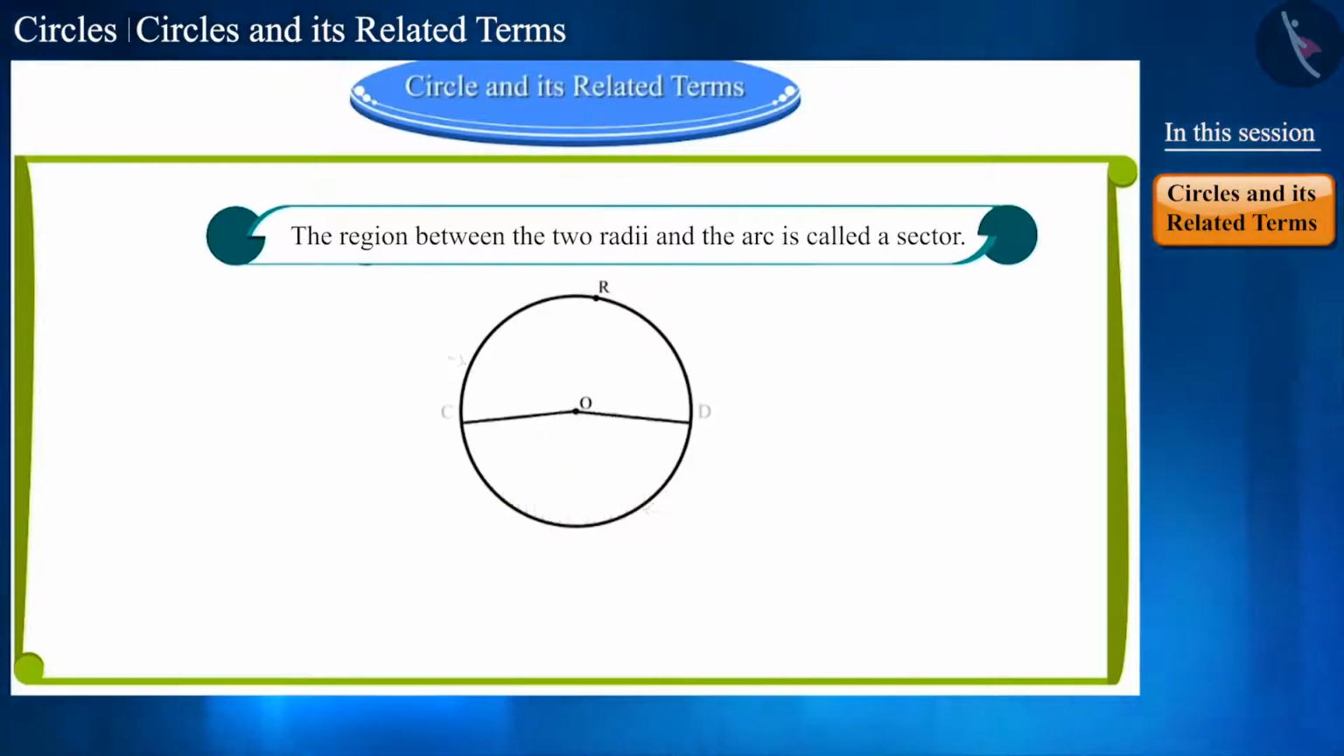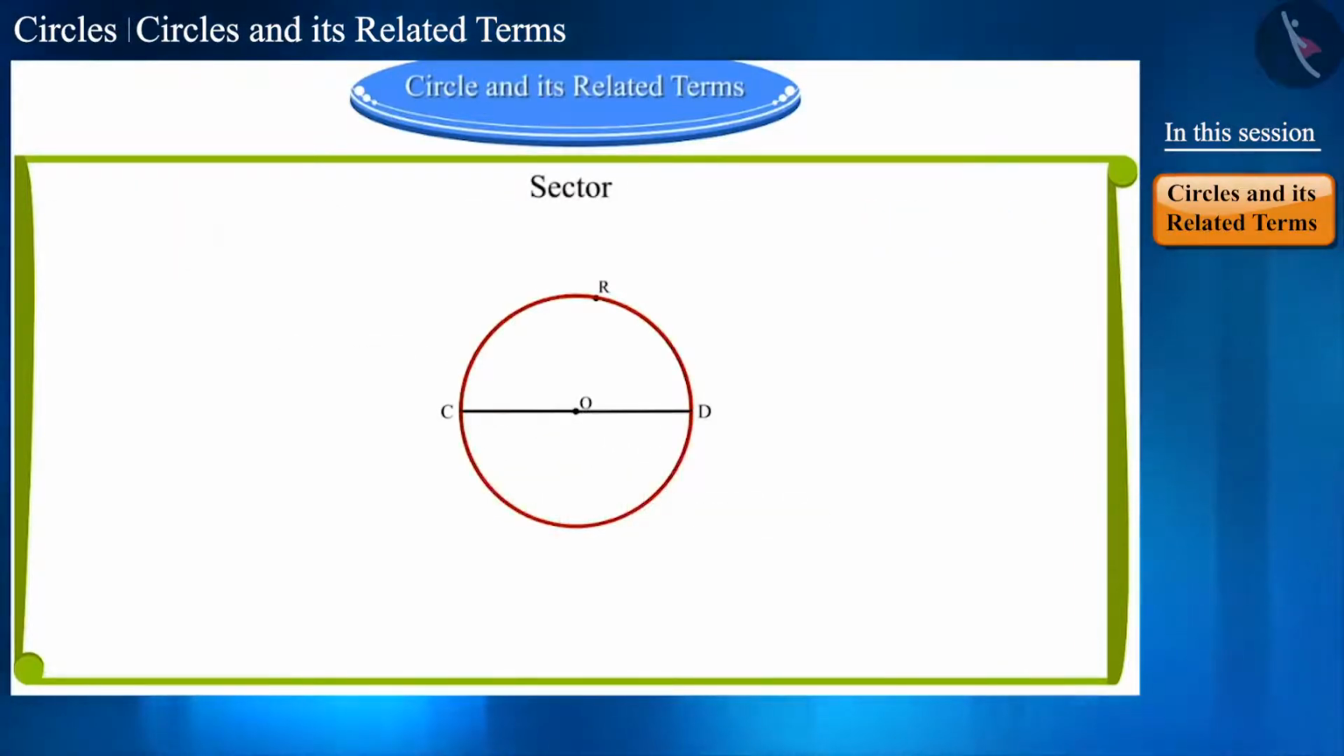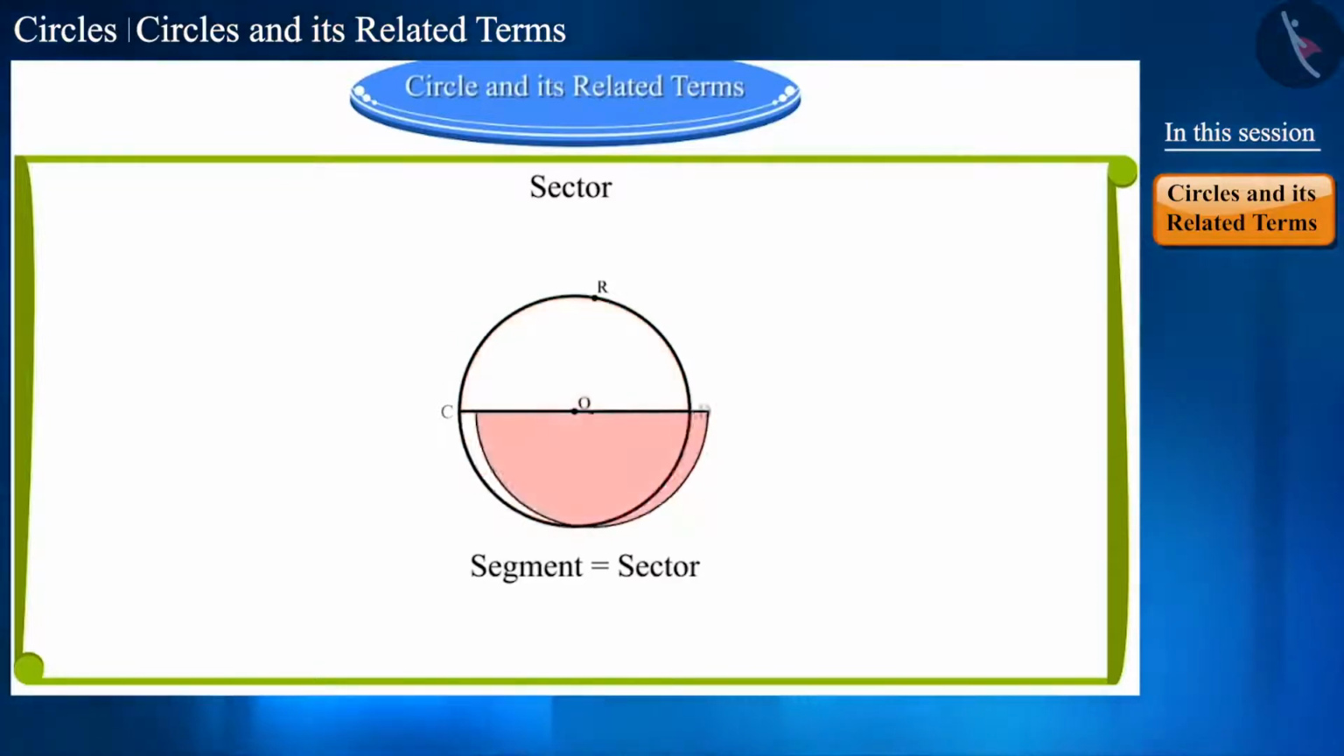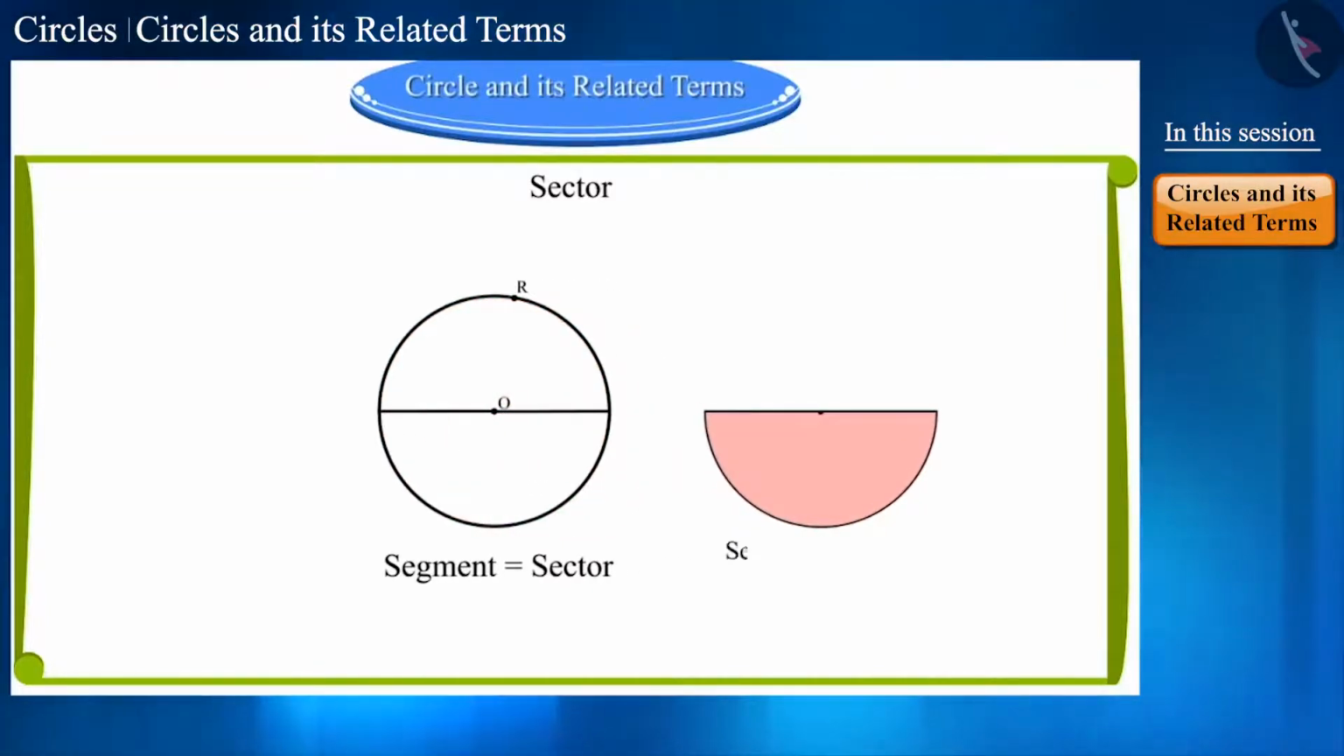But when both these arcs become equal, then both the segments and both the sectors become equal. Now, what will we call this? Yes, friends, this is a semicircle. And this region is called the semicircular region.